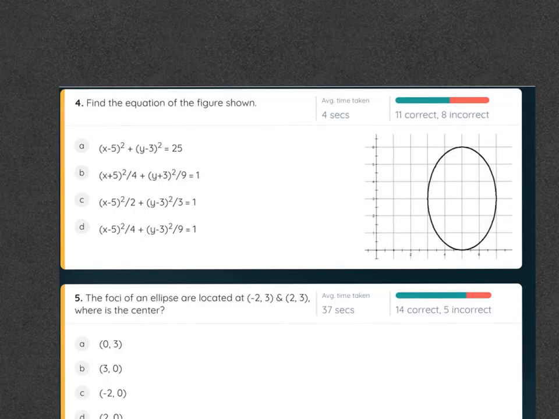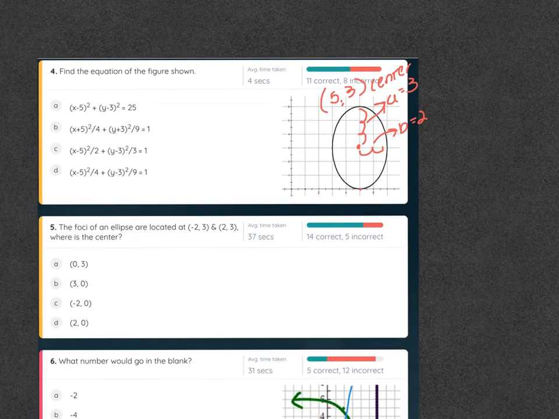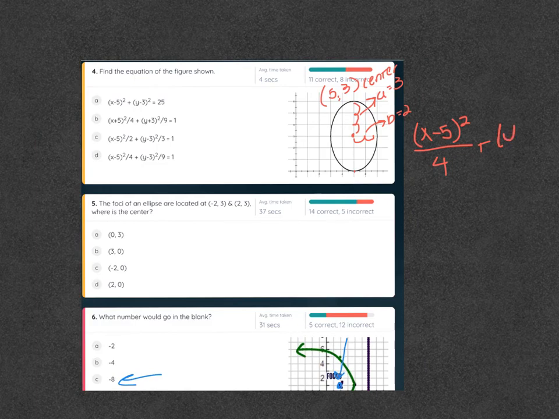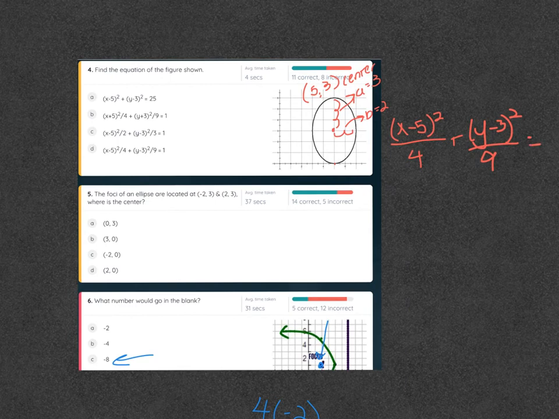Number 4 says to find the equation of the figure shown. So the first thing you want to do is identify the center. This is 5, 3. So 5, 3 is your center. Then the major axis is vertical. 1, 2, 3. A is 3. And 1, 2, B is 2. So because it's vertical, I know the A squared is going under the y. So x minus 5 squared over 2 squared, which is 4, plus y minus 3 squared over A squared, which is 9, which is D.